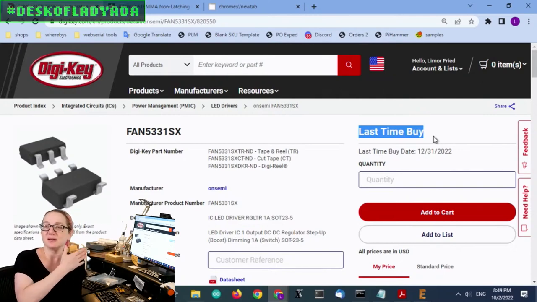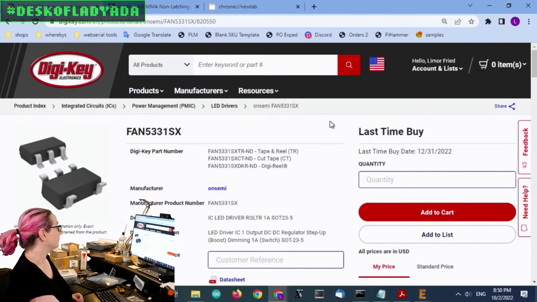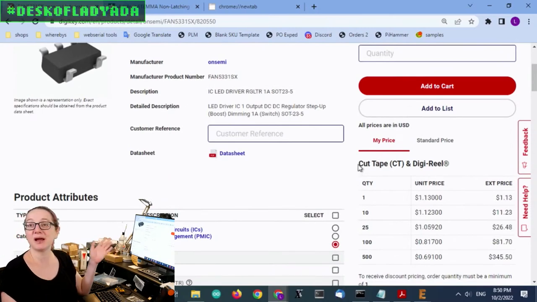However, I've also learned sometimes last time buy means, no, that's it. We actually are never going to send it to you. I'm looking at you, STMP811, whose last time buy lasted 2 years, and then I never actually got the part. And then they told me they will never send it to me. So it does happen. Not saying it's going to happen here, but I've learned when I see last time buy, I find an alternative immediately.